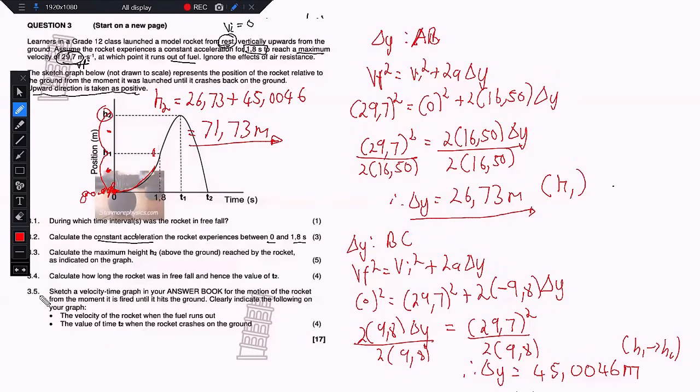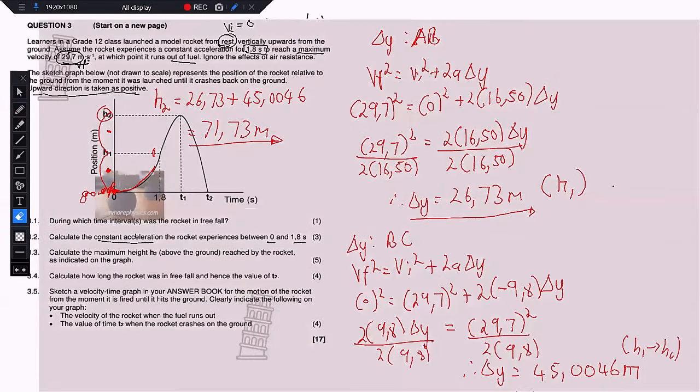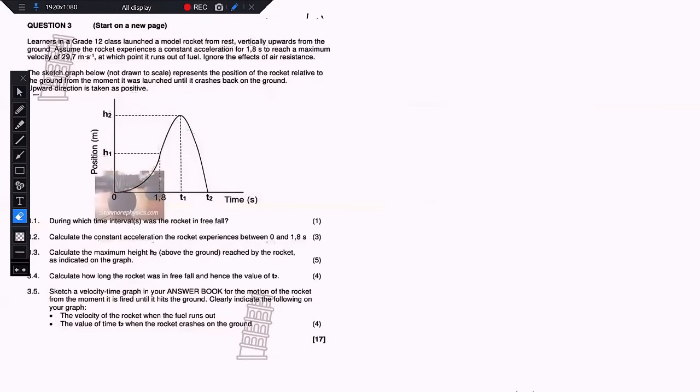We have 3.4 says calculate how long the rocket was in free fall and hence the value of T2. Calculate how long it was in free fall. Pretty interesting question as well. So for 4 marks. And then what can we do with that one? Again, let's indicate this is A, this is B, this is C, and then this is D.